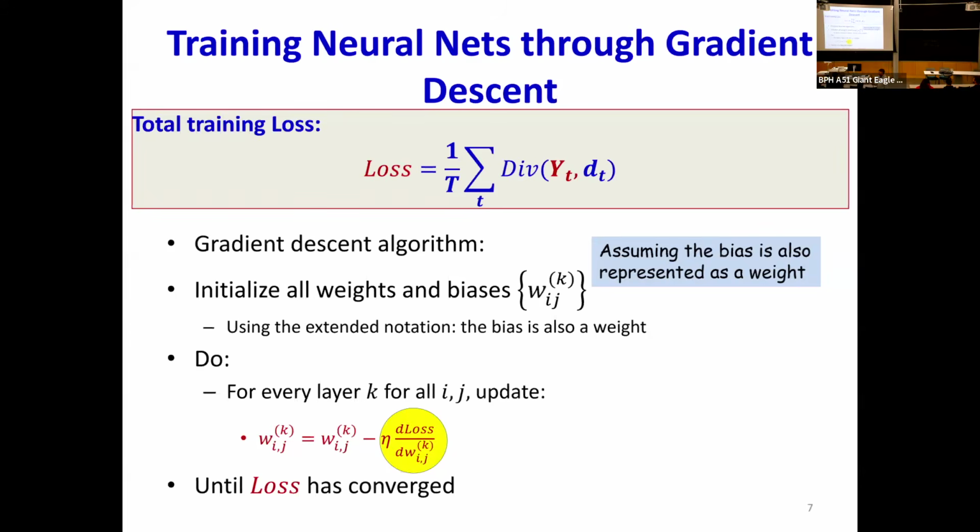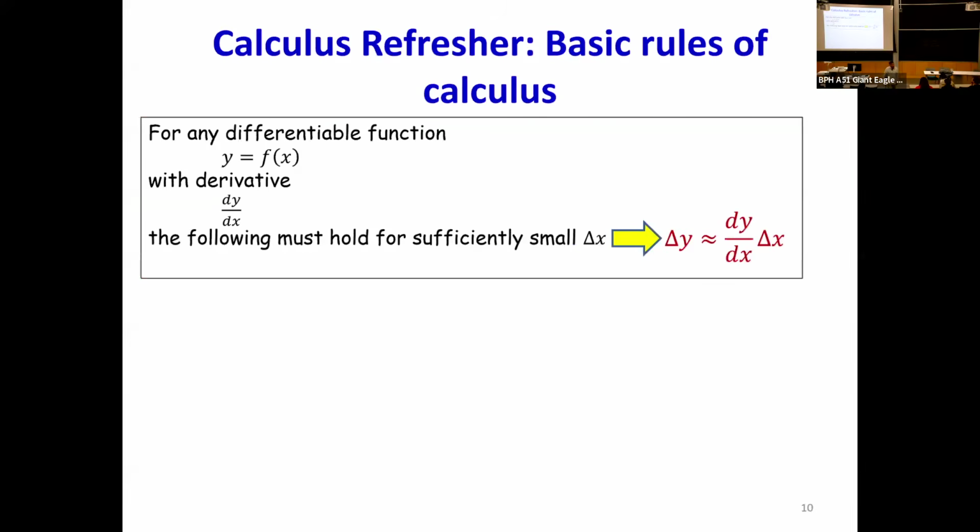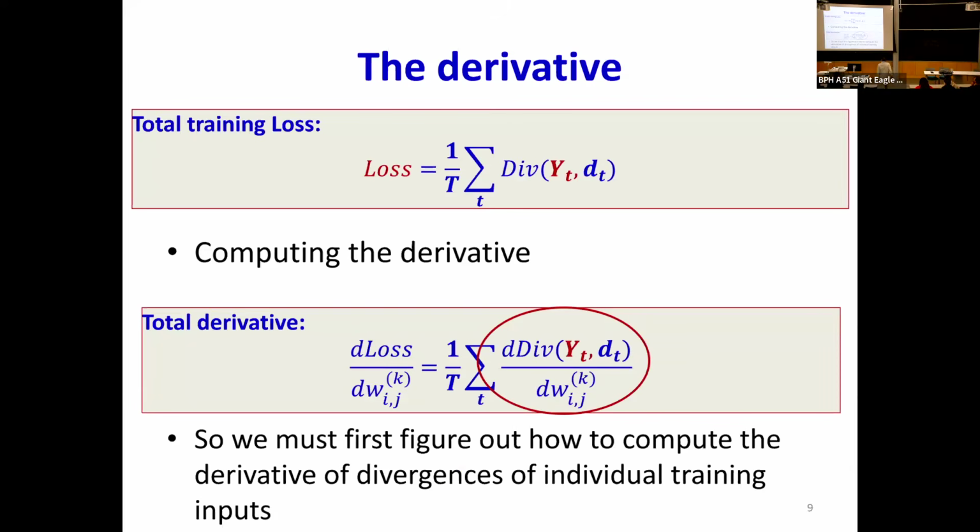Make sense? Right. But then the key term over here is the derivative of the loss with respect to these parameters. And the loss is the average divergence over all training points. Using the linearity of derivatives, the derivative of the loss is going to be the average of the derivatives of the divergence with respect to the parameters, which means this is the term that we have to figure out how to compute. What is the derivative of the divergence with respect to the parameters for any given input? There is an output.